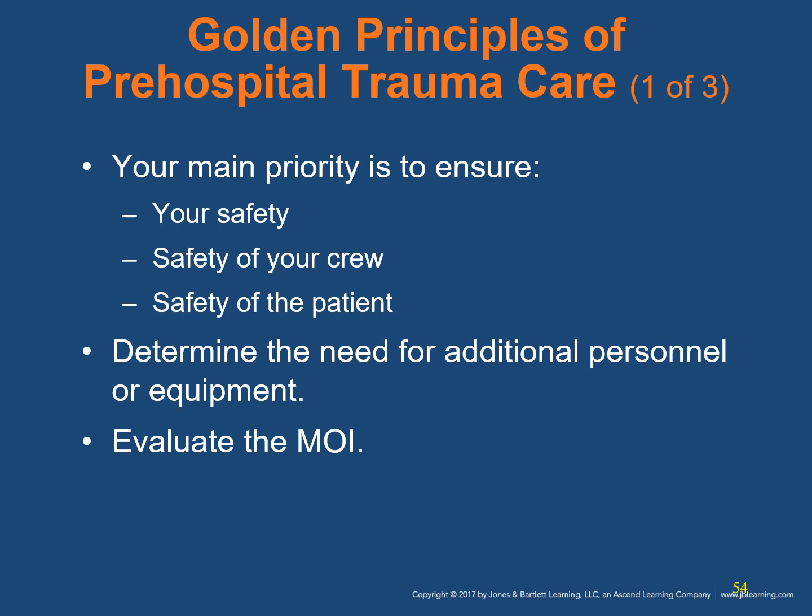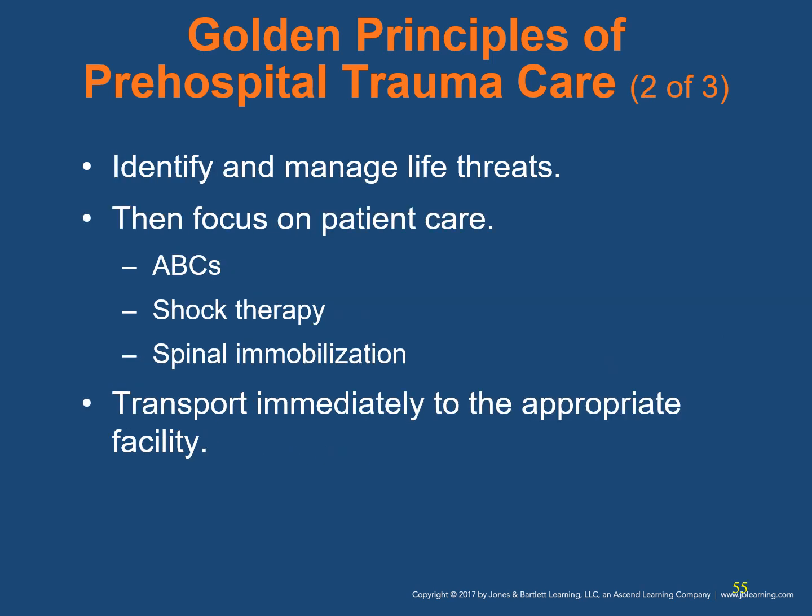Golden principles of pre-hospital trauma care. Your main priority is to ensure your safety, safety of your crew, safety of the patient. Determine the need for additional personnel or equipment. Evaluate the MOI. Identify and manage life threats. Then focus on patient care.